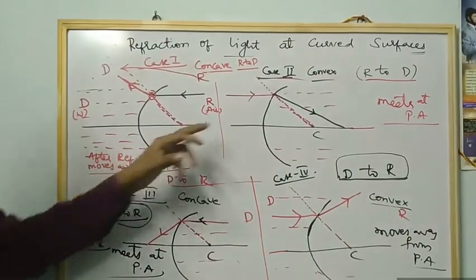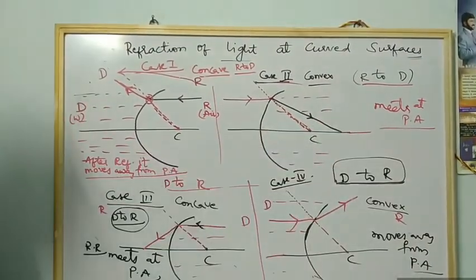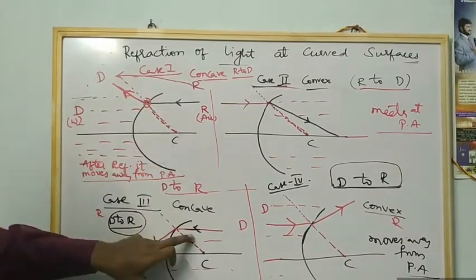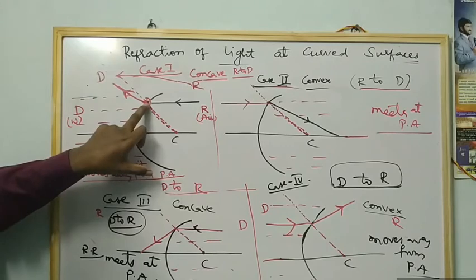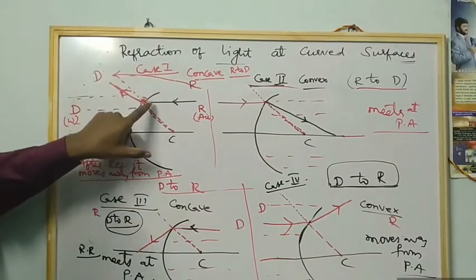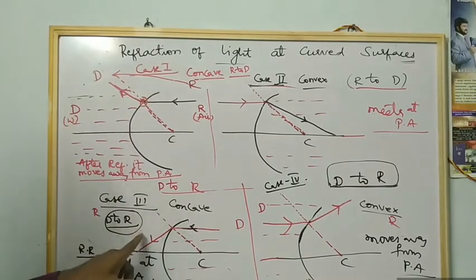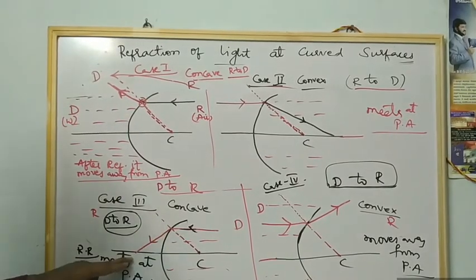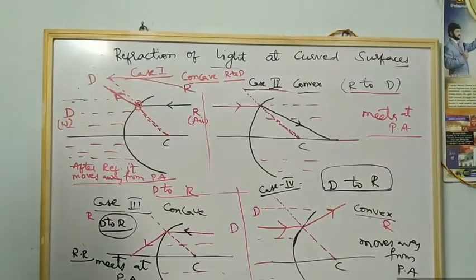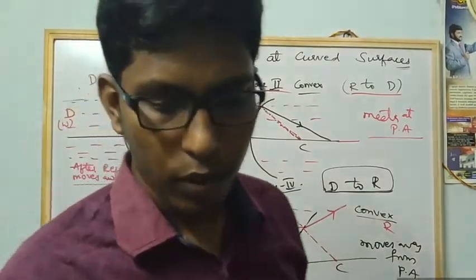Okay. Now where it meets the principal axis. At the principal axis. Now denser to rarer is also denser to rarer. Here parallel. Here also parallel. And it strikes the concave surface. It also strikes the concave surface only. But the difference, it is from rarer to denser. It is from denser to rarer. Denser to rarer, it meets at the principal axis. Reverse. And rarer to denser, it moves away from the principal axis. Understand? Okay, now let us go for the next topic.